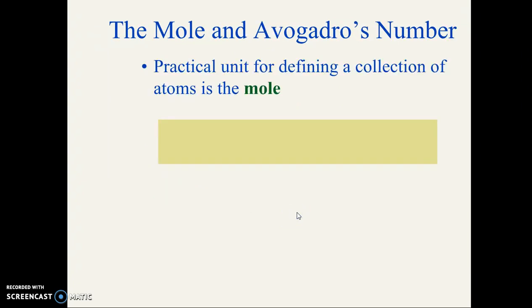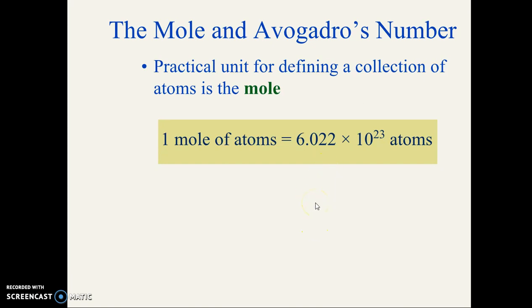So a practical unit for defining a collection of atoms is a mole. A mole is just a counting unit. When we think of counting units, you can think of like a dozen means 12, or a score means 20, or a gross means 144. So those are just counting units. A mole is another one of those. So 1 mole is 6.022 times 10 to the 23rd atoms.